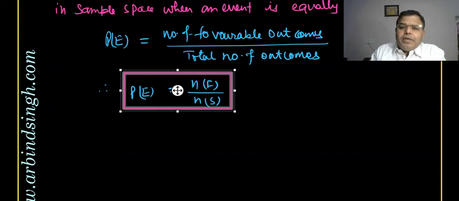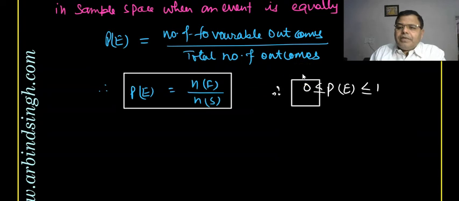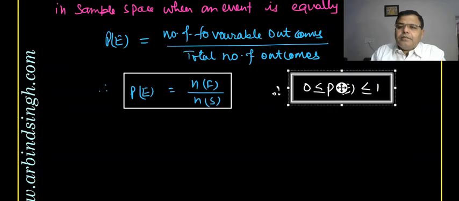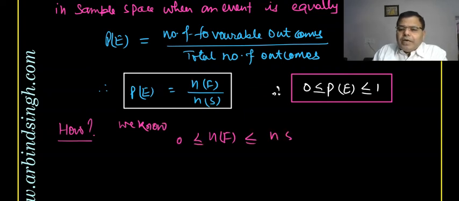So probability must be in between. Therefore, the probability of an event E lies between 0 and 1. Remember this also. How is that? Let me explain. We know that the number of favorable outcomes NF lies between 0 and NS.